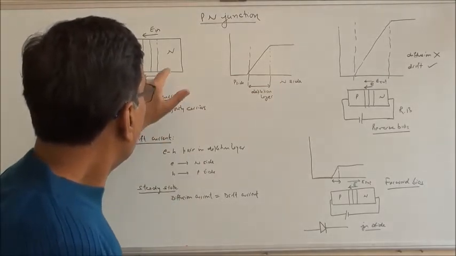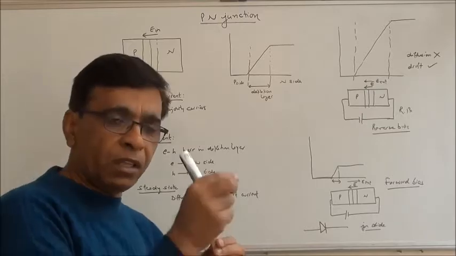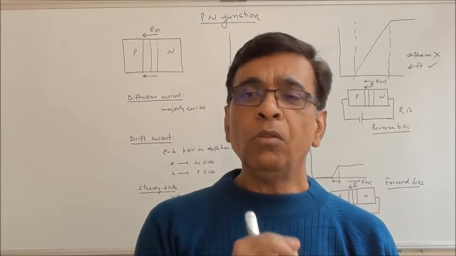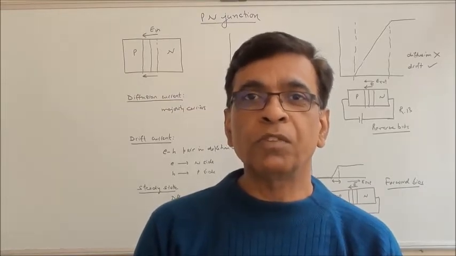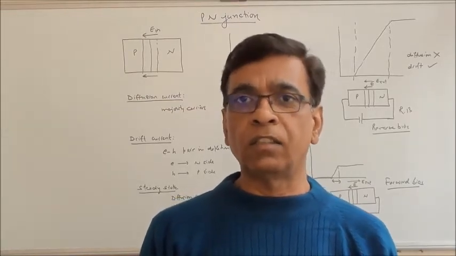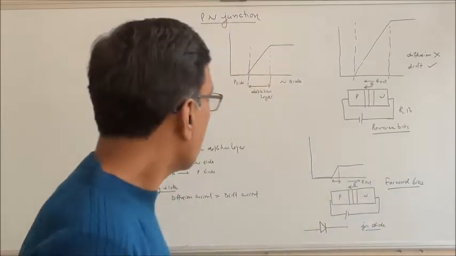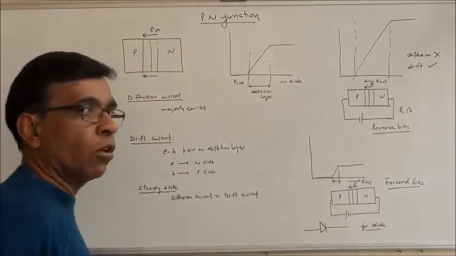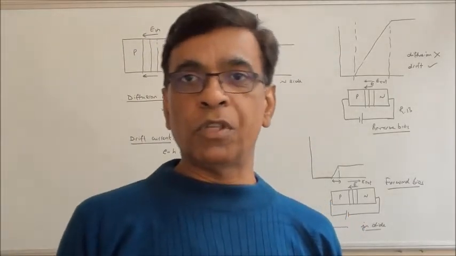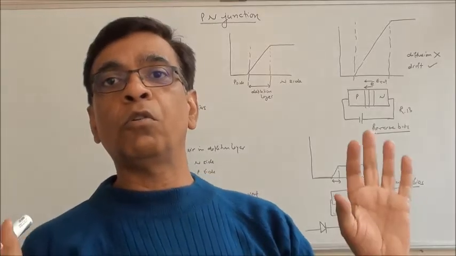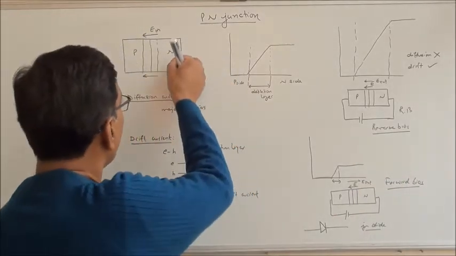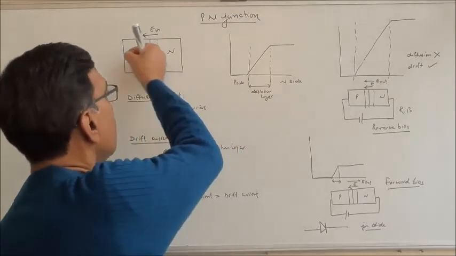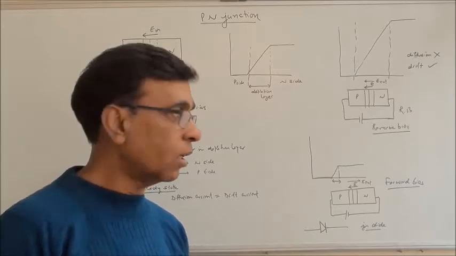Now, what may happen when this barrier potential, this electric field, is there? Only those electrons or holes which have slightly higher energy due to temperature can cross. So it is possible that a few electrons or a few holes cross this. That will be called diffusion current. Diffusion current is the current flowing due to majority carriers. If some majority carriers have higher energy, they may be able to cross this. This we call diffusion current.